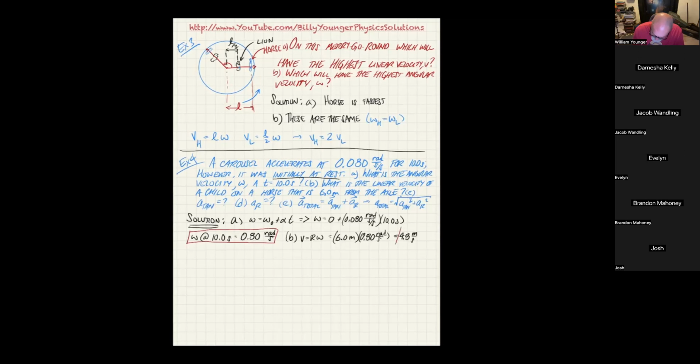So that's the linear velocity at 10 seconds. And therefore, it's part B, and this is part A. Any questions on that part? Does that make sense to everyone?